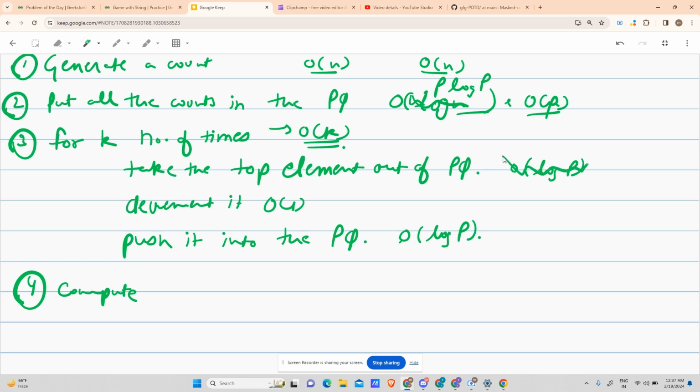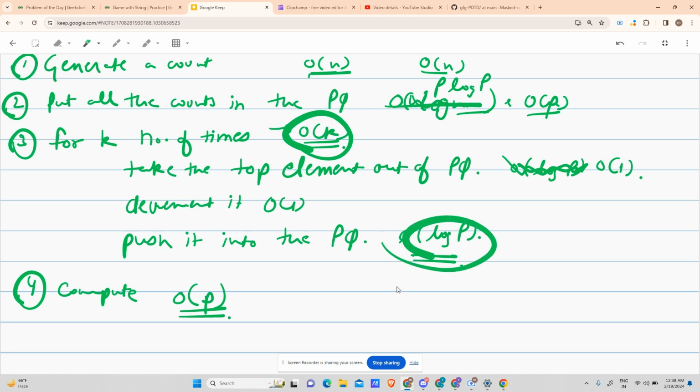Sorry, the removal will not take O of log p, because removal is a one step process. Sorry for my mistake. This will be taking O of 1 only, and then the answer will take me O of p, because of removal of the elements. So what is my total time complexity now? It is O of n, O of p log p, and now O of k into O of log p, that is k log p.